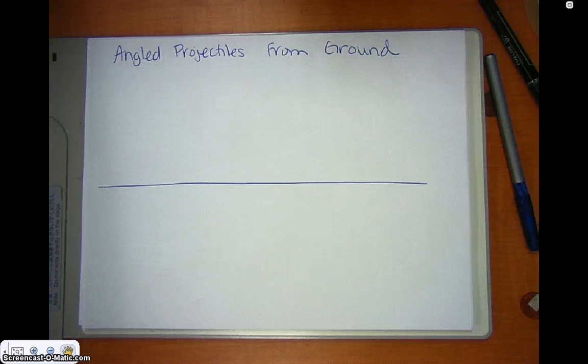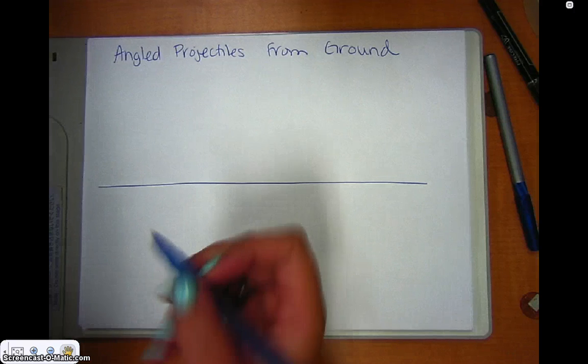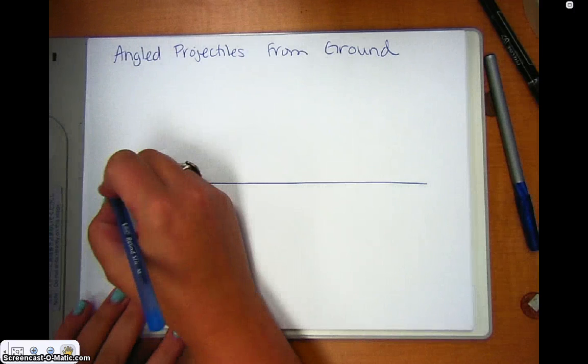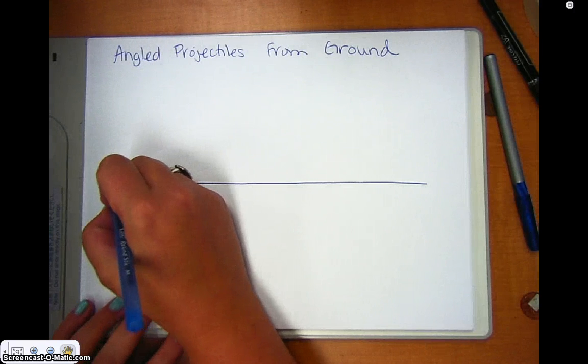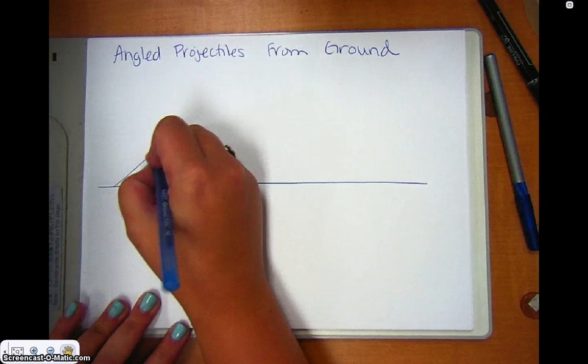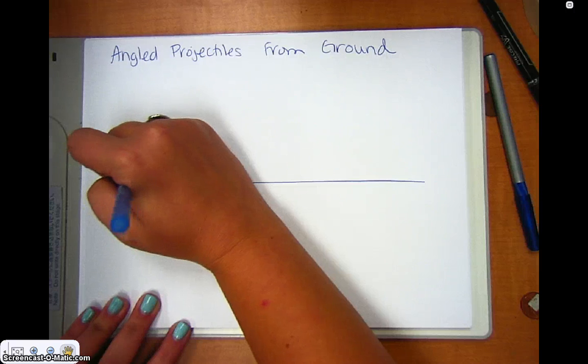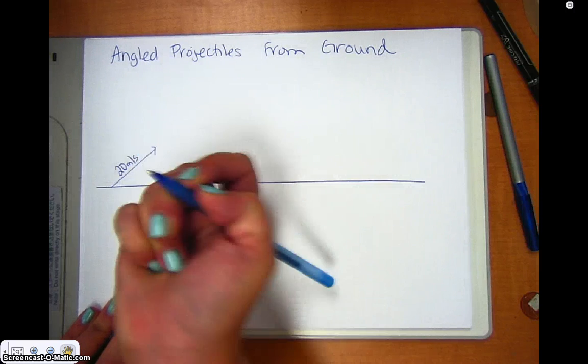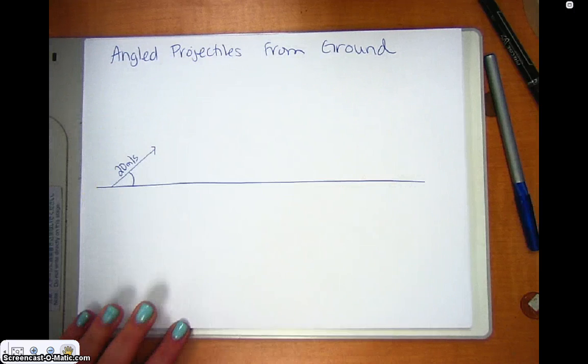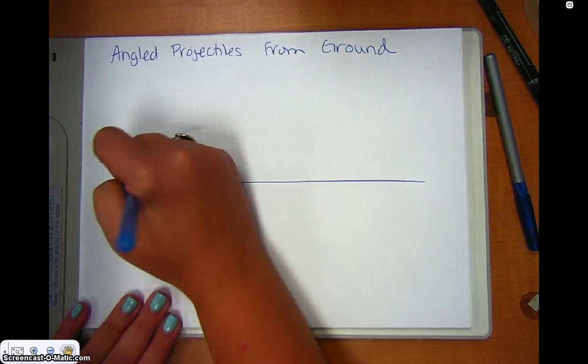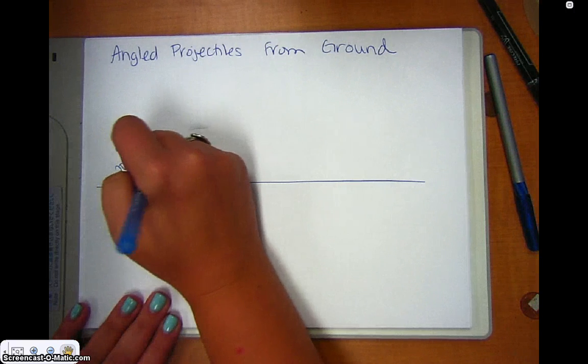So in this video I'm going to talk about an angled projectile from the ground level. So let's say we had like a cannon or something over here, and we were going to launch a cannonball from the ground at a velocity of, let's just say, 20 meters per second. And let's make the angle roughly about 30 degrees.